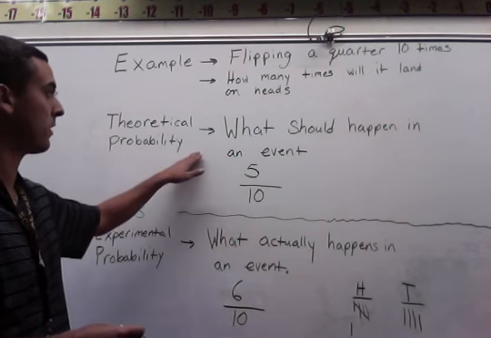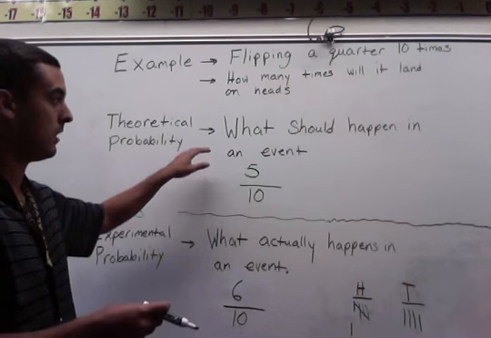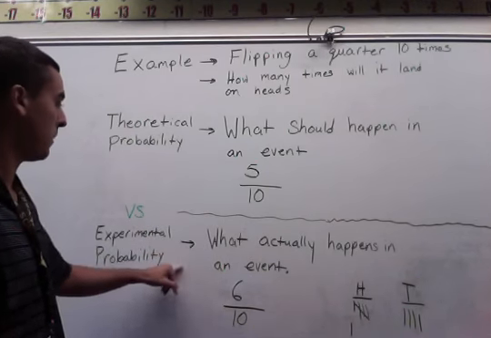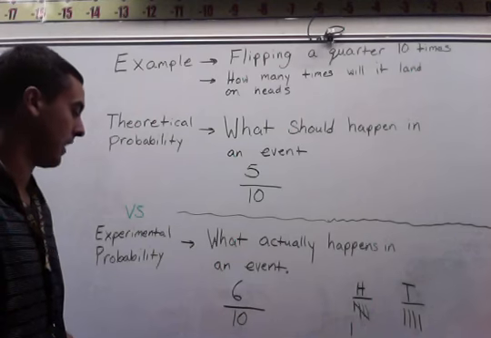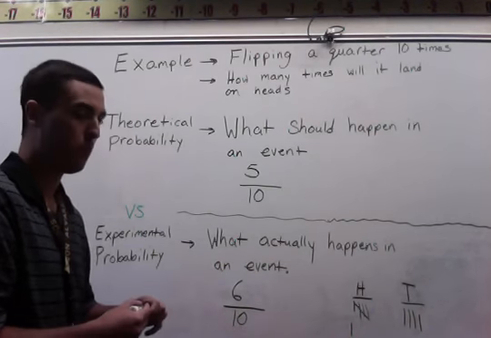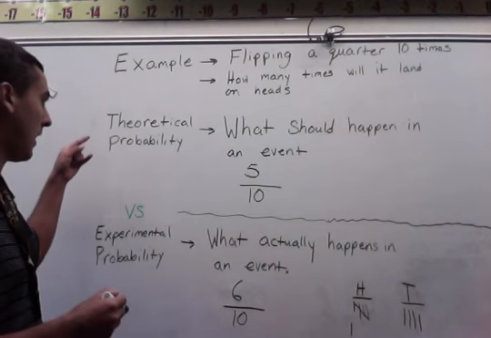To review, theoretical probability is what should happen in an event. Experimental probability is what actually happens in an event. Important that you keep those two separated.